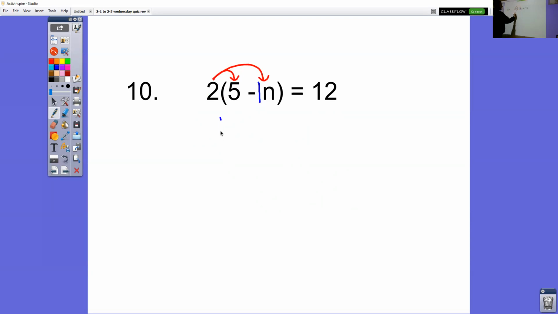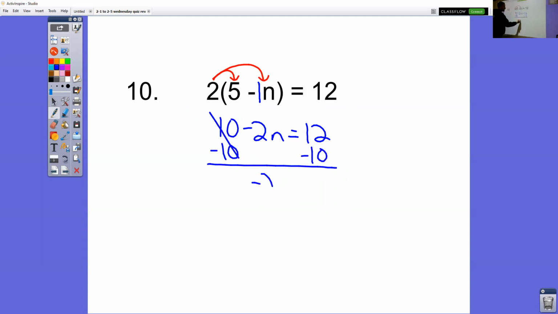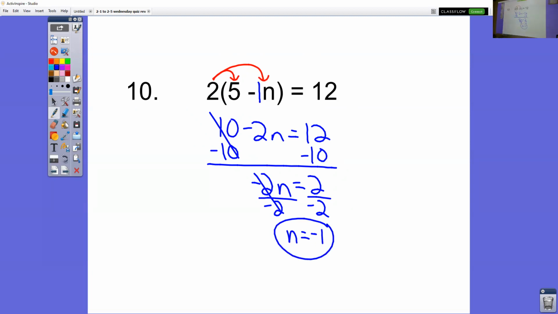So 2 times 5 is 10. 2 times -1n is -2n equals 12. We want to try and get this -2n all by itself, so we want to get rid of that 10 by doing -10 and -10. So we have -2n equals 2. Now it's just a one-step equation that says -2 times n, so we want to divide by -2 and divide by -2. 2 divided by -2 is -1.